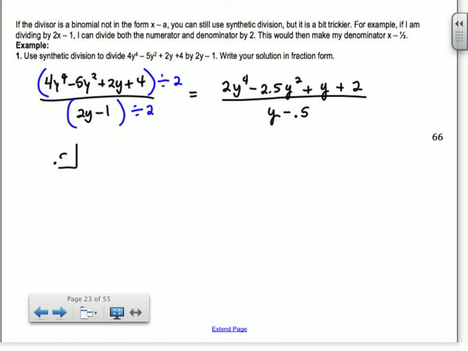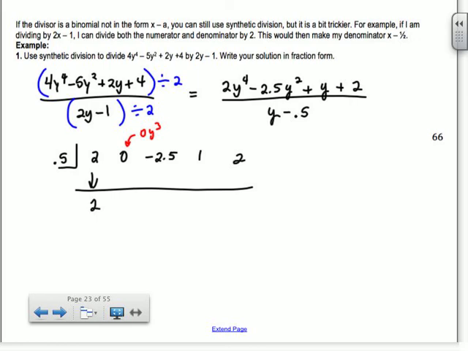Okay, now you can do your synthetic division. So put 0.5 in your backwards L. You have negative 2.5. Oh wait, I missed something, didn't I? What do I need? 0, right? It's missing a y cubed, so I need 0. Negative 2.5, 1, and 2. Drop the first term, which is 2.